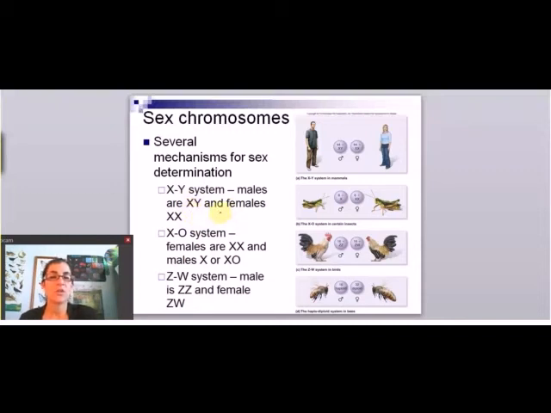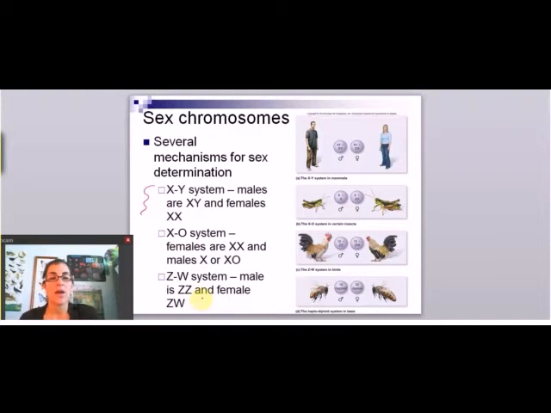So the sex chromosomes determine the sex of the individual. Males are XY and females have two X chromosomes. This is not the only mechanism in nature. You see a ZW system in birds, for example, an XO system in insects. And then even some other systems.